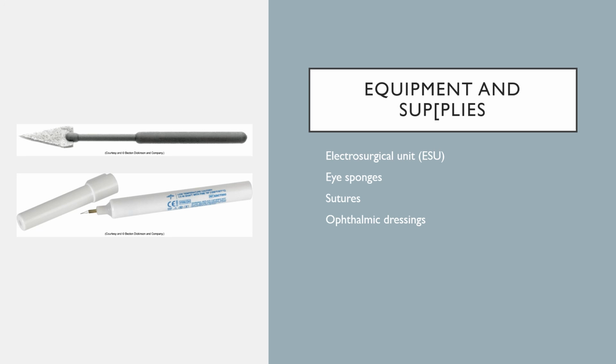Right, and our ophthalmic dressings may include soft dressings over the eye with gauze and tape, lint-free of course, or a hard shield to protect that eye in orbit, or a combination of both.